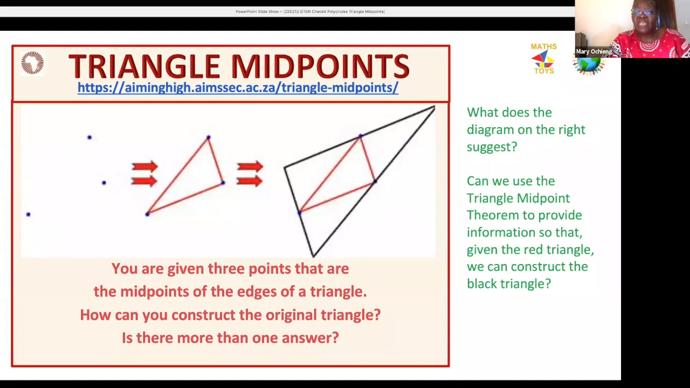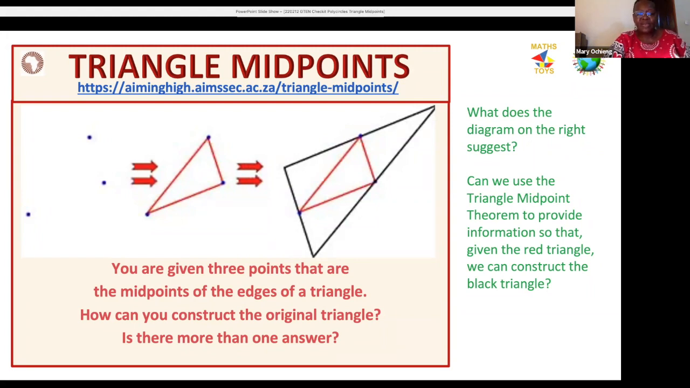Is there more than one answer? Looking at the bigger triangle here, what do you notice? How do you think we came up with what we have on the right? Do you notice anything on how we possibly came up with that black triangle? What could we have done? What does this diagram suggest?